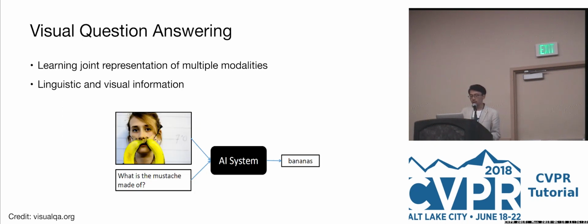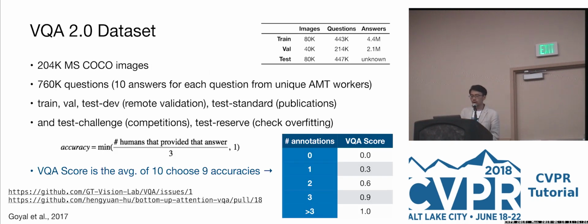Assume everybody knows the task and the dataset, but please notice that the VQA score is the average of the 10 choose 9 accuracies, effectively, as shown in this table. It's a bit confusing to newcomers, but it is crucial to fair comparison and the validation score reports. Please keep that in mind.